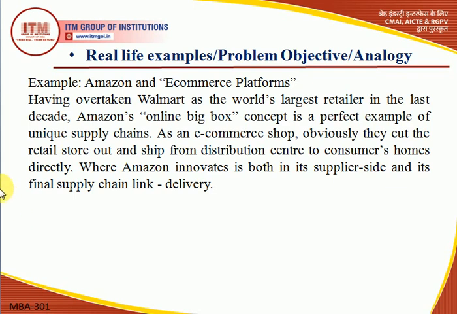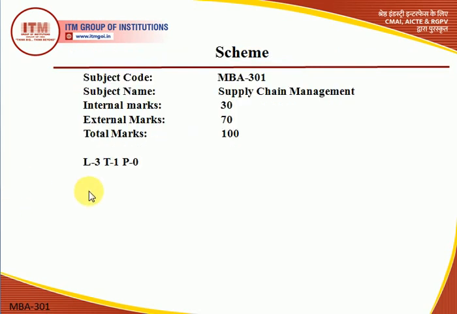Now let us come back to the scheme of this subject. The subject code is MBA-301, as it is the very first subject of your third semester. Subject name I have already told you, that is supply chain management. The total marks of this subject is 100 marks, and it is divided into 30 and 70. Internal marks are of 30 marks and external will be of 70, that is your theory paper. Here, internal marks are further divided into midterm marks, activity marks, internal viva as well as your performance in the class.